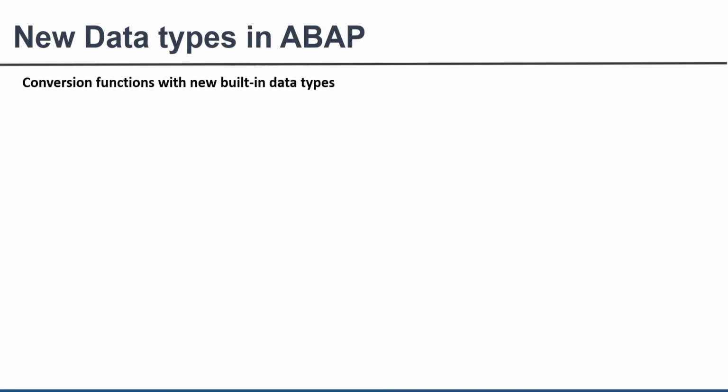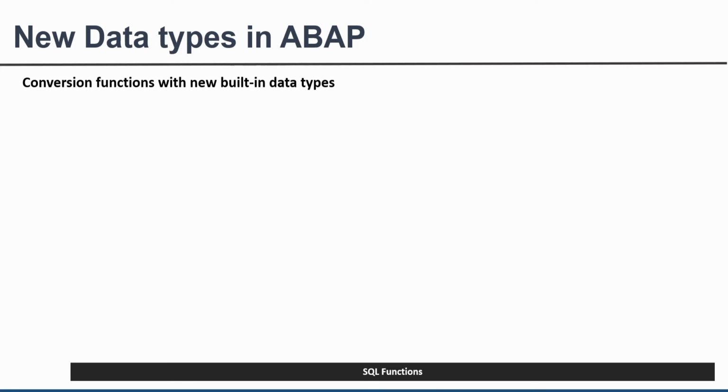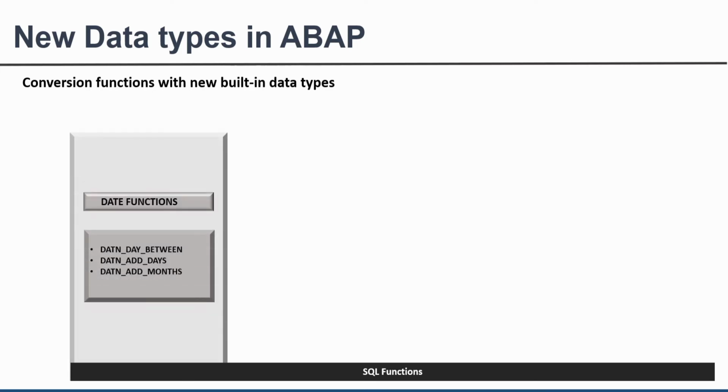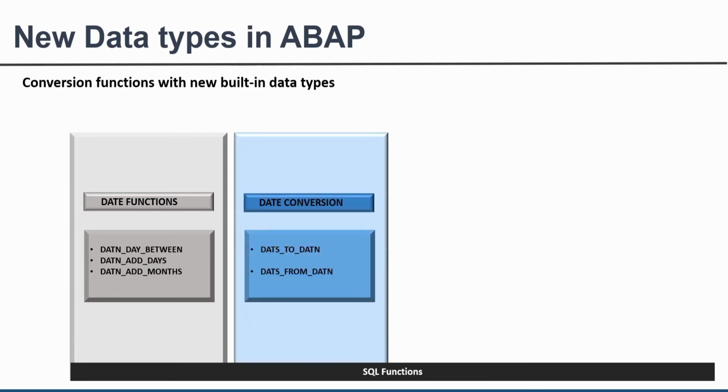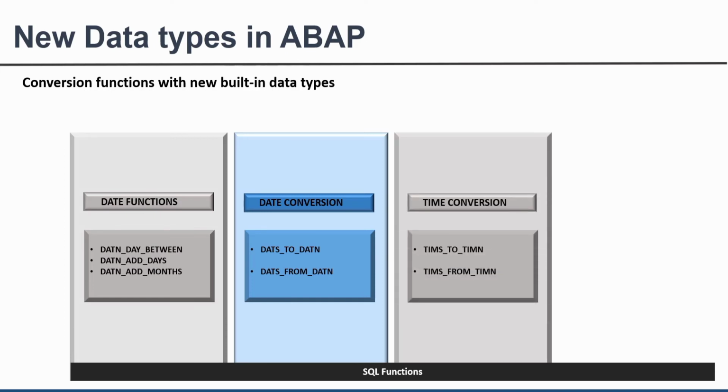Now apart from this, SAP has also come up with conversion functions for these new built-in data types. So for example, now you have date types, DATN and DATS. So obviously you need conversion functions for both data types. You have DATN_DAYS_BETWEEN, that means to calculate the difference between dates using DATN. DATN_ADD_DAYS if you want to add days, DATN_ADD_MONTHS if you want to add months. And obviously if you want to convert DATS to DATN, or DATS from DATN, you have these two functions. Similar to that, you have time functions.